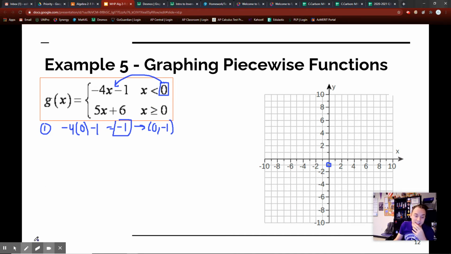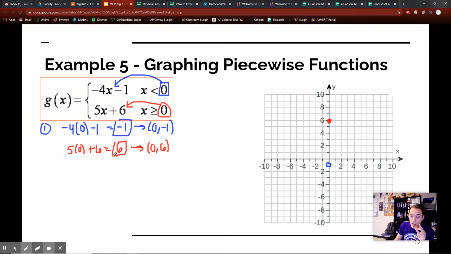Okay, now in red here, I'm going to plug 0 in here. So 5 times 0 and then plus 6 will just give me 6. That's great. But then I need a point. I plug 0 in and then I got 6 out. So this is (0, 6). And since it is equal to, watch my signs, it is equal to, I'm going to plot this point right here. Okay? Perfect.